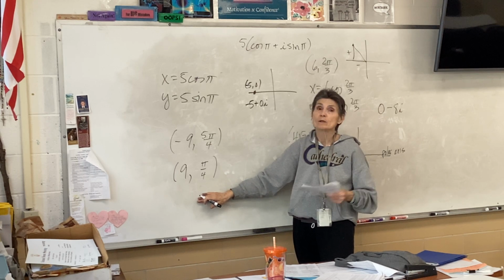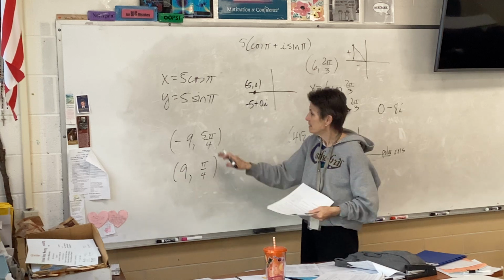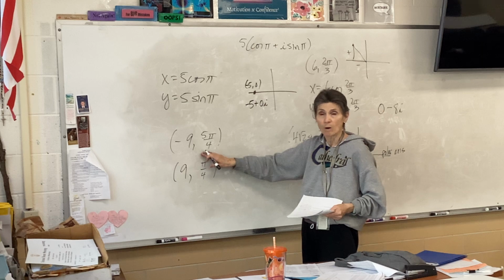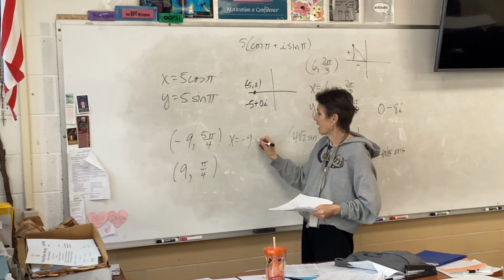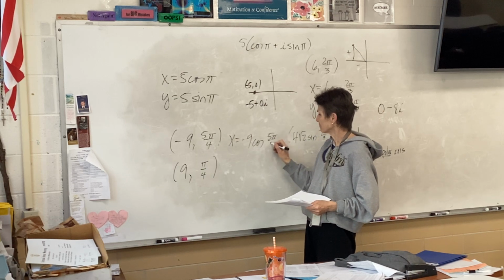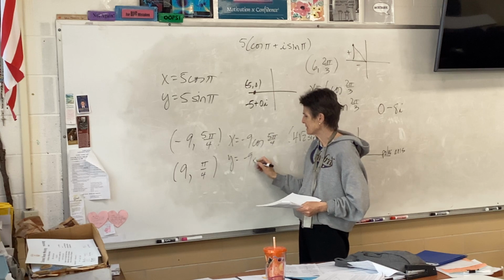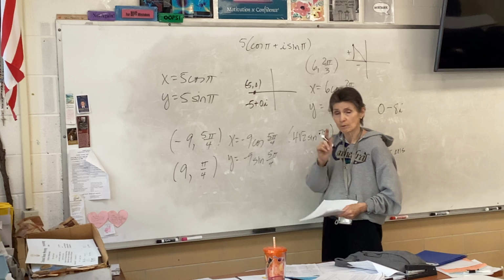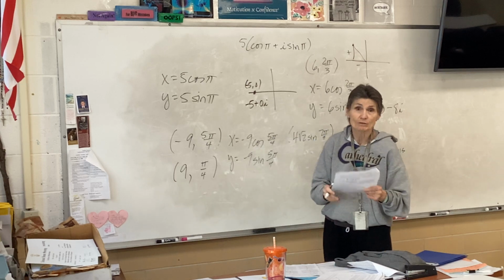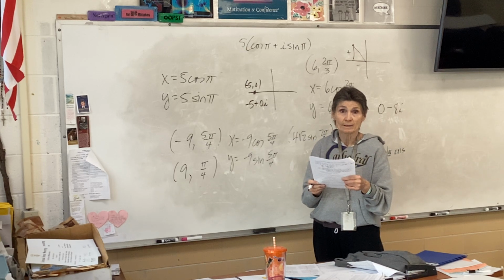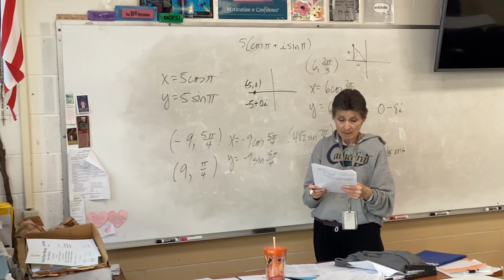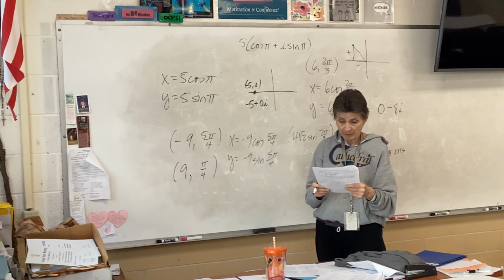And again, you can always find x and y. So if you don't have a clue what I'm talking about, find x and y. So x would be negative 9 cosine 5 pi over 4, and y would be negative 9 sine 5 pi over 4. And when you evaluate those, they're both going to turn out positive, which tells you you are in quadrant 1. Positive real, positive imaginary. All right, next.